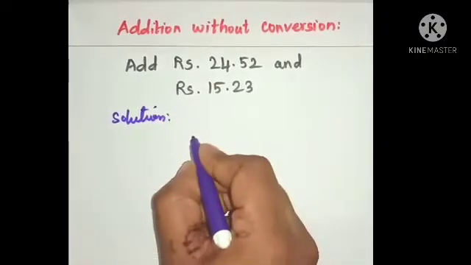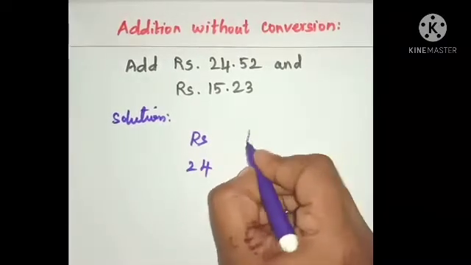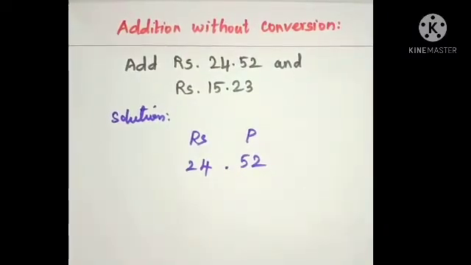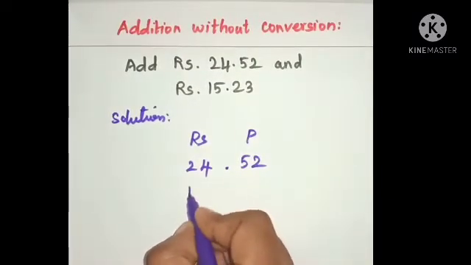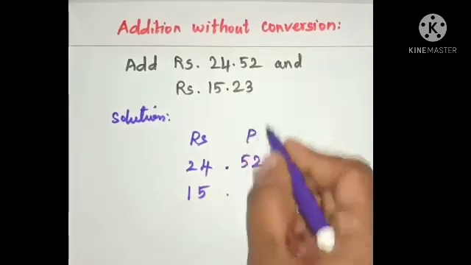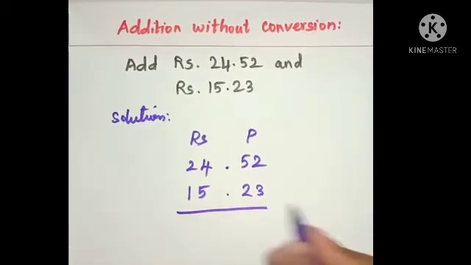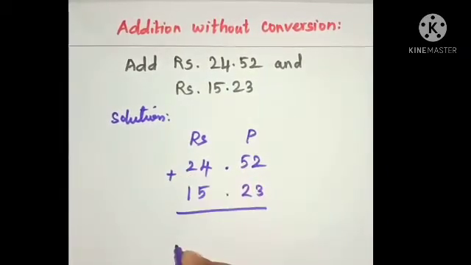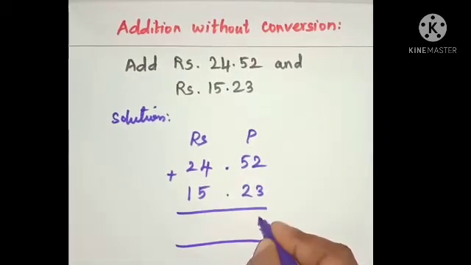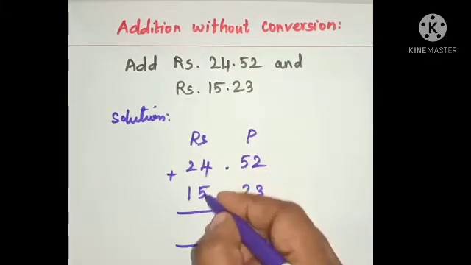Now, in the rupees column, write 24, and in the paise column, write down 52. Then in the rupees column, 15 rupees is there, and in paise 23 is there. So now we are going to add these two values. 2 plus 3 is 5. 5 plus 2, 7.